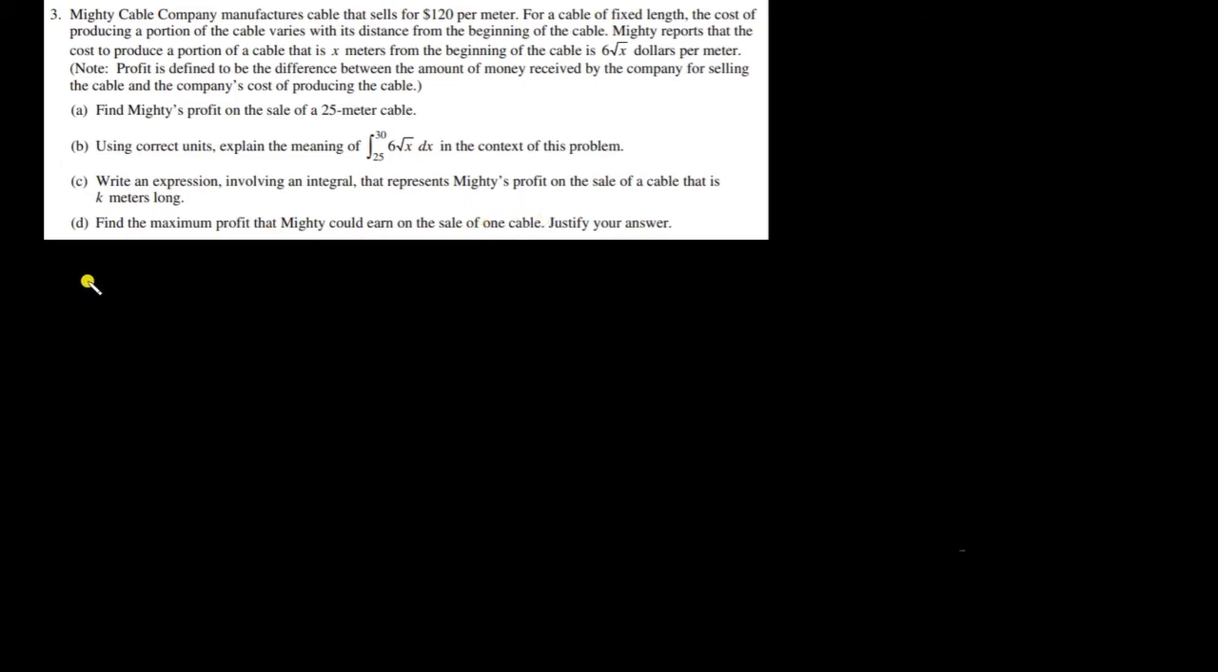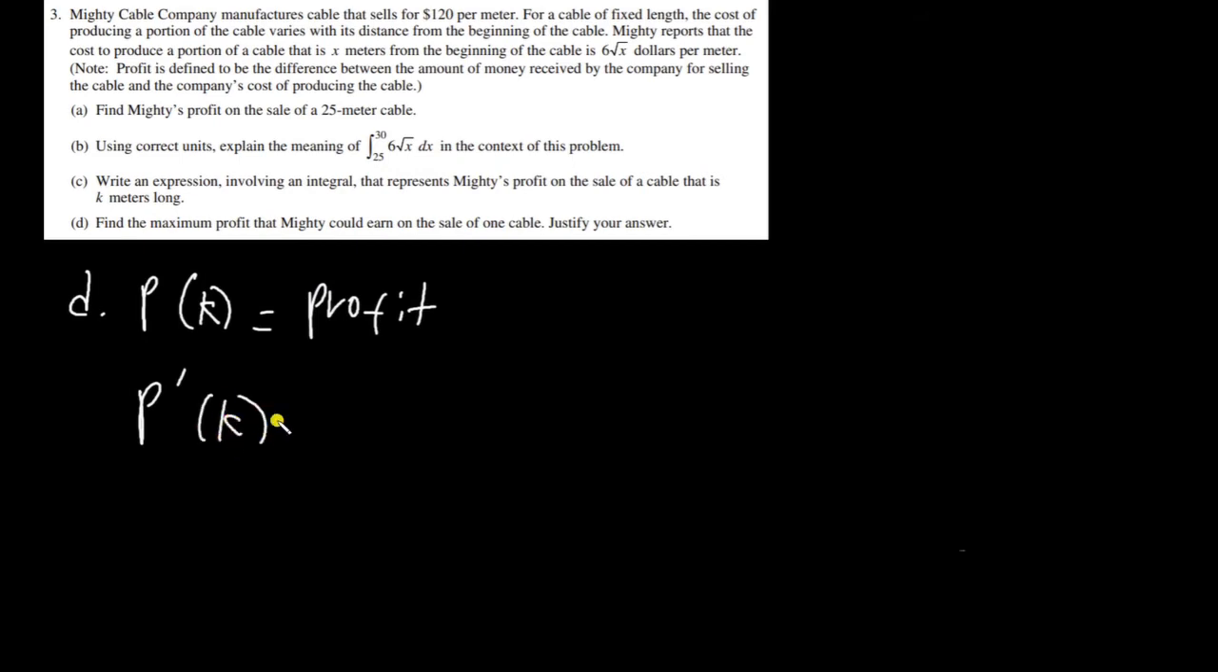Okay, now we can do something a bit more AP level, a bit more difficult. Let's define some function called P. We'll say P of K equals profit. If we want the profit to be maximum, then that would mean that P prime of K is going to equal 0, right? So let's figure out what P of K is.